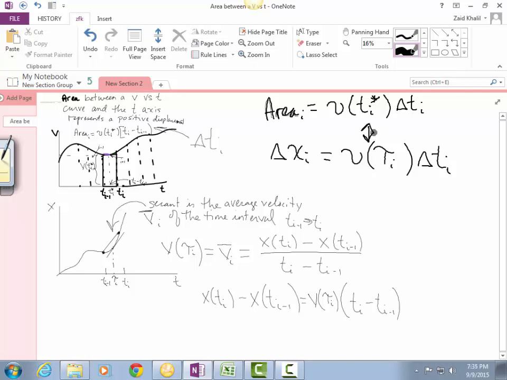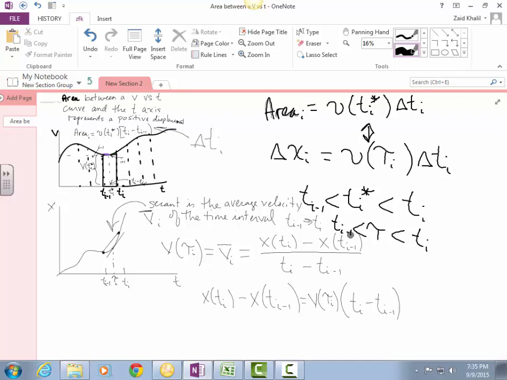Well, what we know is that t_i star is some intermediate time point between t_i and t_{i-1}. And similarly, tau is the same deal. Some intermediate time point between t_{i-1} and t_i. So how could we make those two velocities equal? Well, it's very simple. What you do is you shrink your delta t_i. Or in other words, the way you would do this is by following the same exact procedure, but increasing the amount of subintervals for which you're evaluating this.